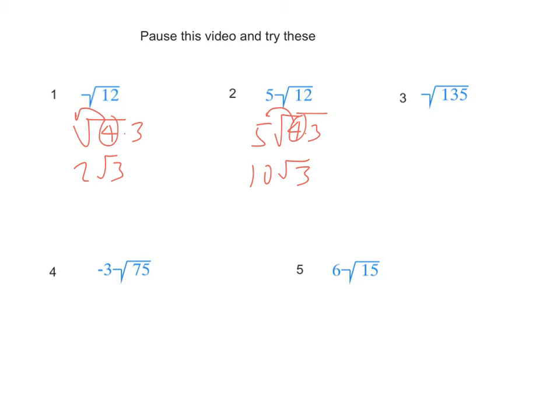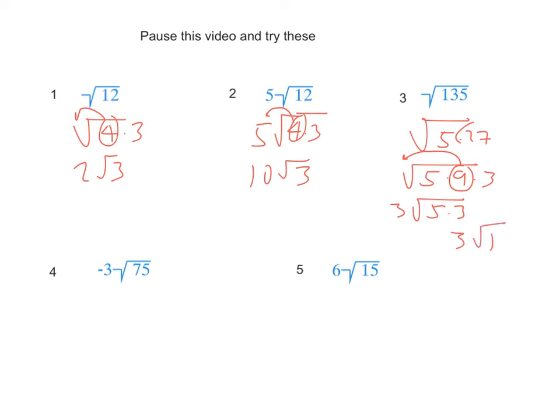Radical 135. I can divide 135 by 5. I can rewrite this as 5 times 27. I can rewrite 27 as 9 times 3. And the 9's a perfect square. Pull that out to get your 3. So you have 3 radical 5 times 3. Can't do anything with either of those, so you multiply that back. You get 3 radical 15.